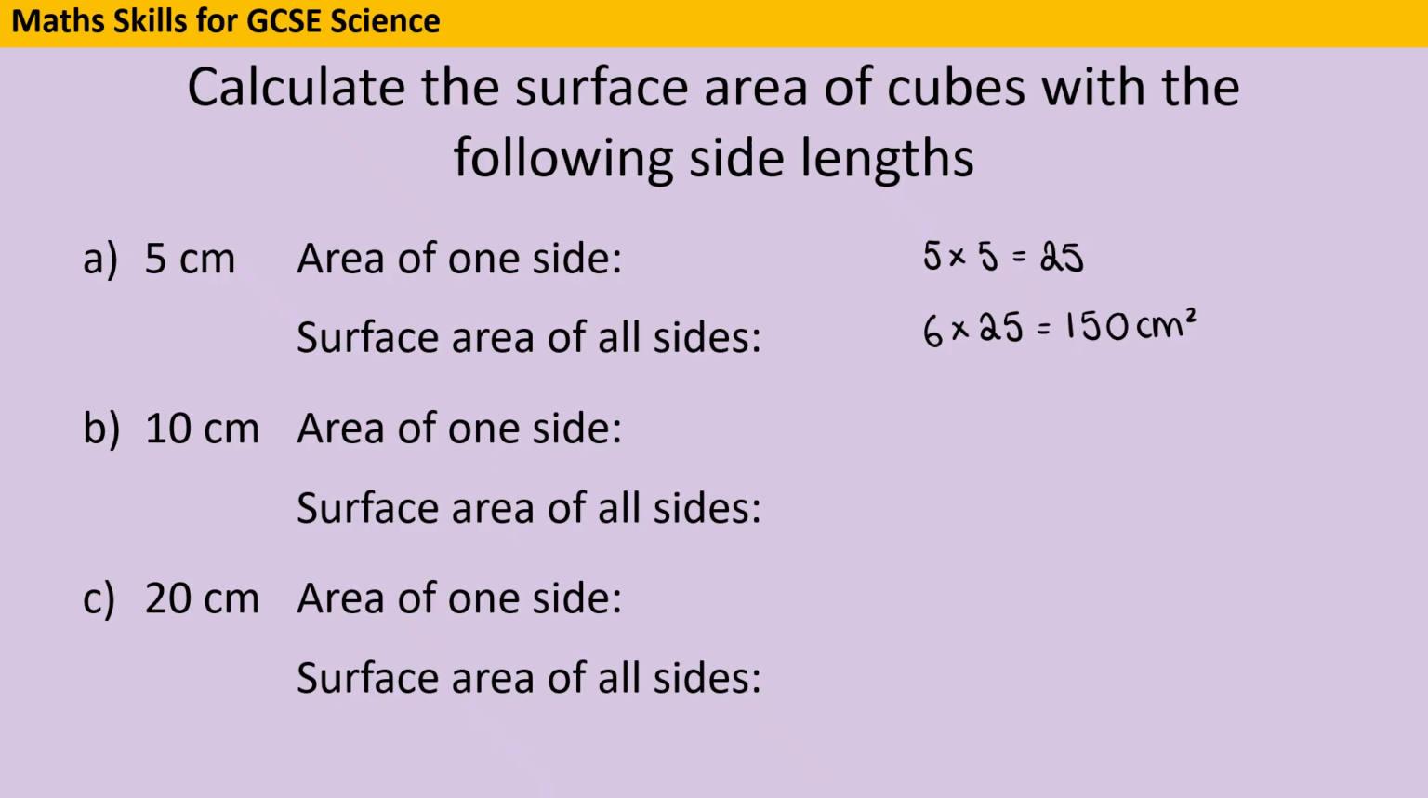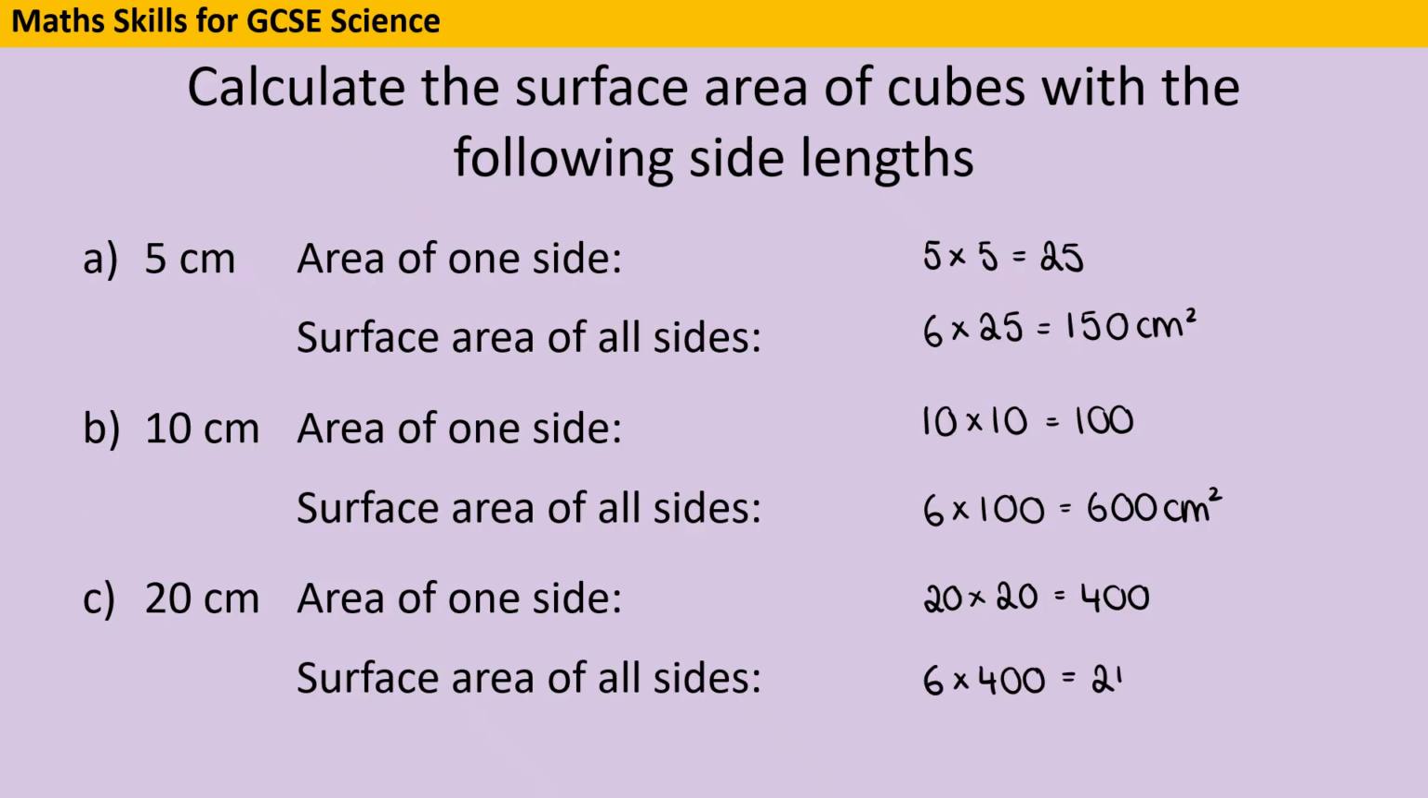If the cube has a side length of 10 centimetres, then one side will have an area of 100 centimetres squared, and the total cube will have a surface area of 600 centimetres squared. And if we have a cube with a side length of 20, then one side will have an area of 400 centimetres squared, and the entire cube will have a surface area of 2,400 centimetres squared.